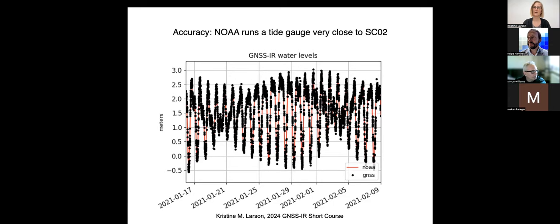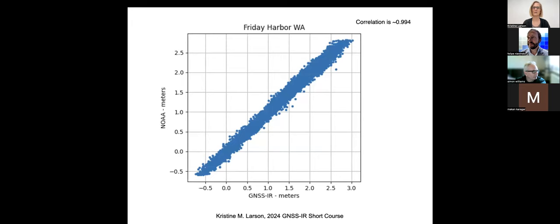This is a correlation plot between the NOAA tide gauge and the GNSS-IR. Tide gauge series has a very high correlation, 0.994. Part of that's influenced by there's a relatively large tidal regime, but it's a good site. So there you go.